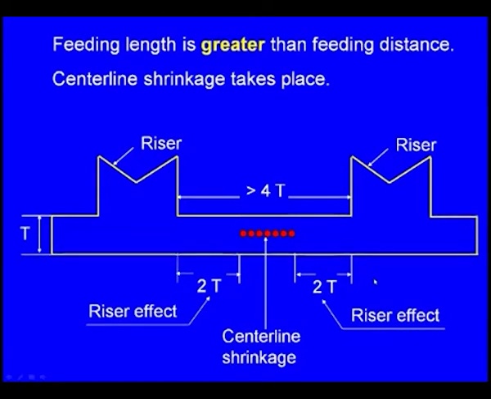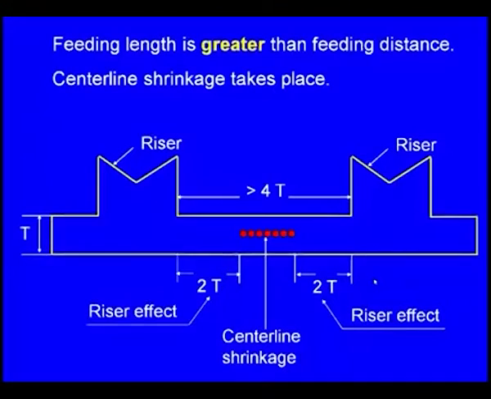The total feeding distance between these two risers is 4T, whereas the feeding length, the actual distance falling under the two risers, is greater than the feeding distance. That is how a shrinkage cavity will take place. So, we will call it the center line shrinkage here also. So, this is the center line shrinkage.